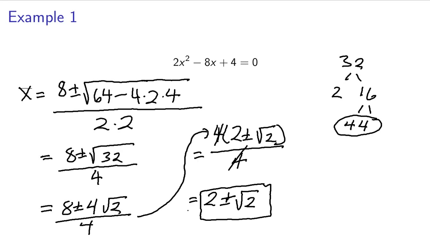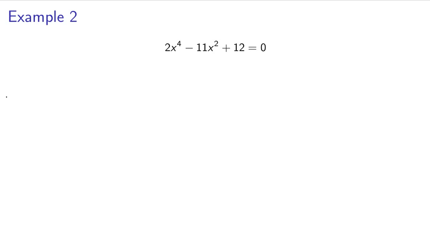Now, I'll go on to another example, one that looks pretty different, but is actually pretty much the exact same kind of problem. 2x to the 4th minus 11x squared plus 12 equals 0. So, the thing that makes this look different is you see this x to the 4th. Don't let your brain shut down the moment you see that.